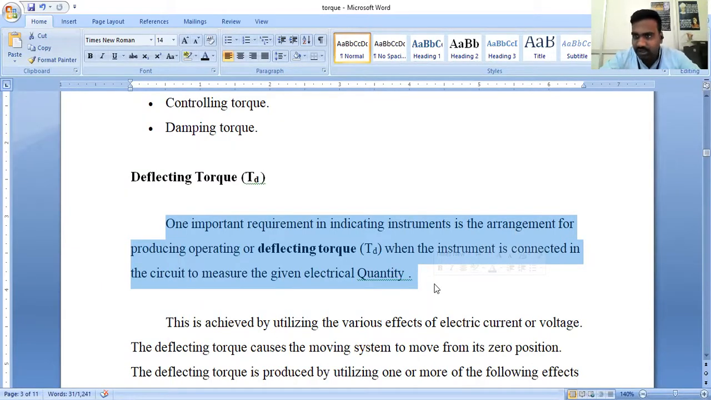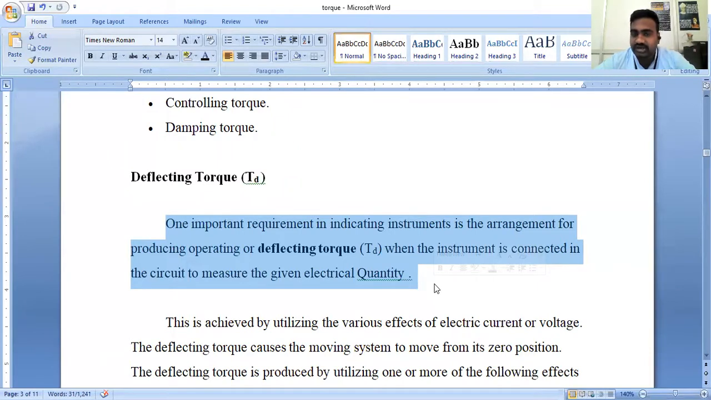Initially, the aluminum pointer, which is our needle, is at the 0th position. It will start deflecting slowly, and it will reach a particular maximum value of current, voltage, or power. In order to move the needle from the 0th instant to a particular range of current, voltage, or power, we need a certain amount of torque. That is nothing but deflecting torque. So the deflecting torque will move the needle from the 0th instant to a particular range of value. This is one of the most important torques in our instrument.